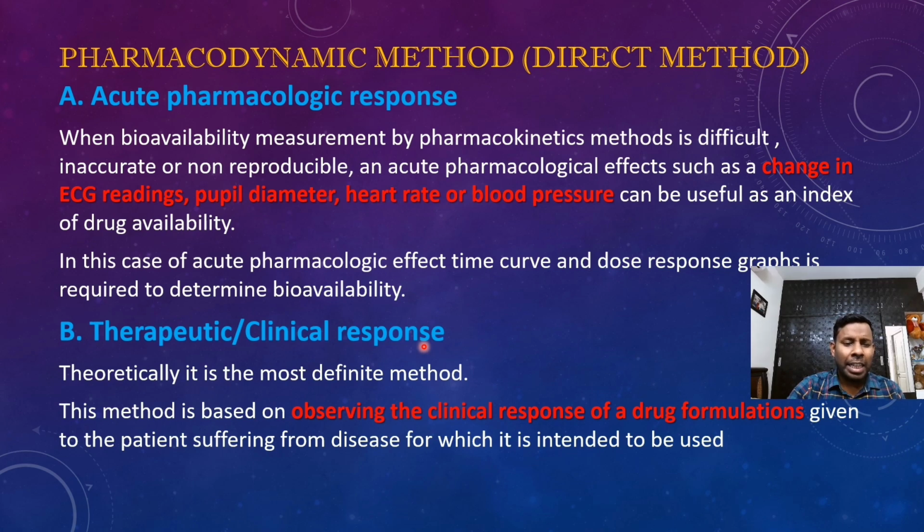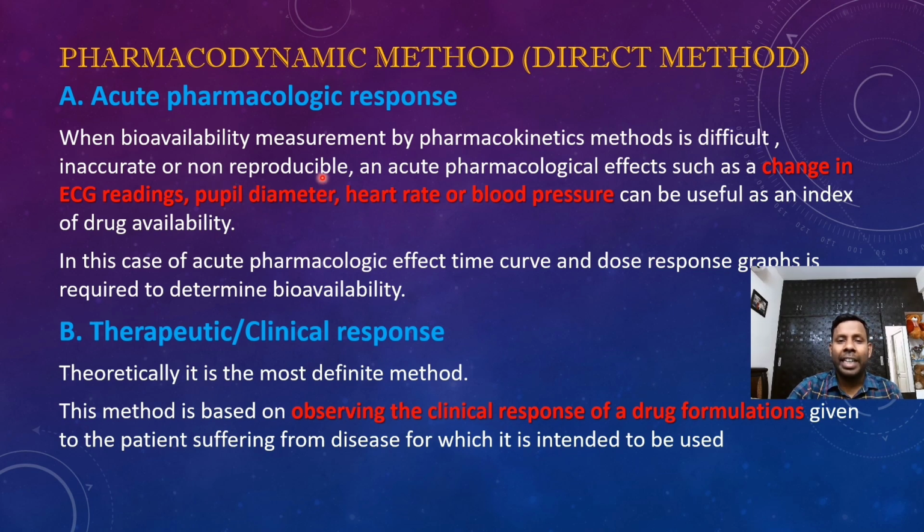So what will happen, sometimes the measurement of bioavailability by pharmacokinetic method is difficult, inaccurate and non-reproducible. That means in pharmacokinetic method we need to draw the blood sample and urine sample. But if the patient is an elderly person or an infant, a small kid, then taking blood and urine may not be easy. It is difficult.